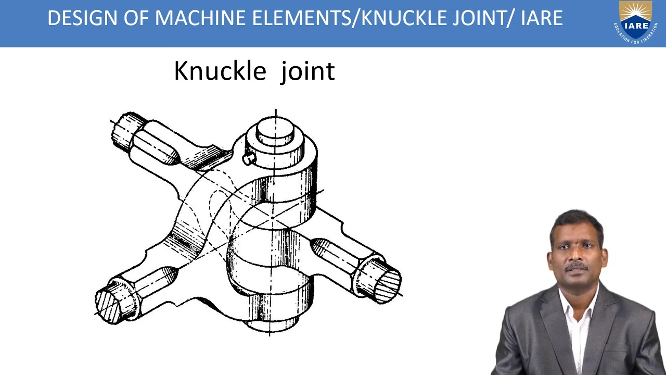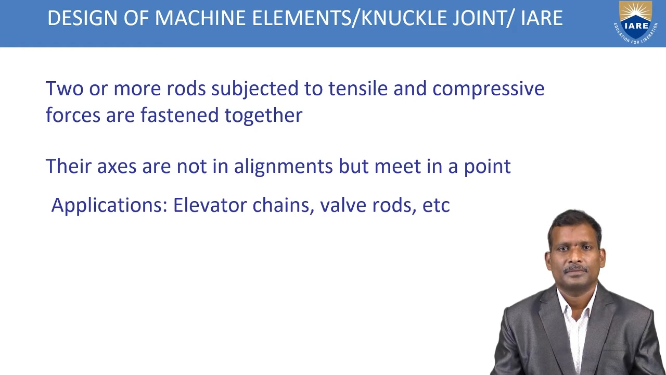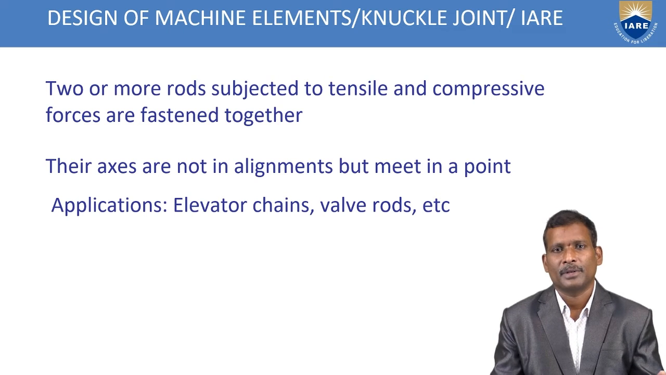As shown in the figure, the assembly is given. Here two or more rods subjected to tensile or compressive forces are fastened together. Their axes are not in alignment but meet in a point. The applications are elevator chains, valve rods, etc. Whereas in the quarter joint you can join only axial rods, in this you can join rods whose axes are not in the same plane or not in alignment.